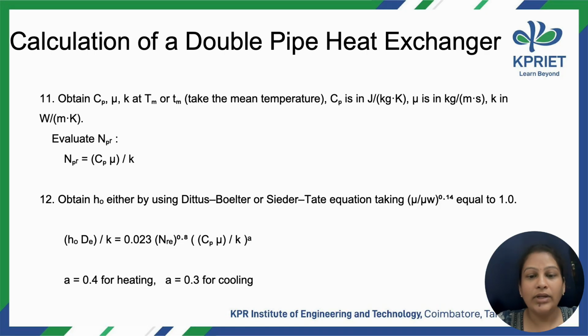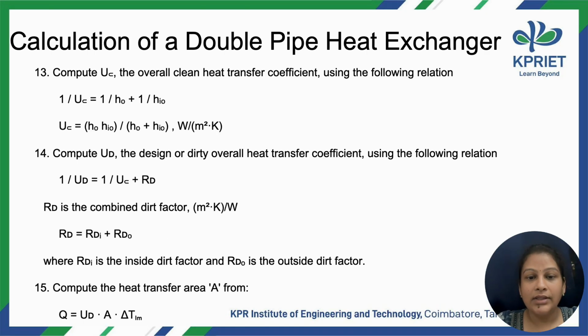So the next important step is to find out the overall heat transfer coefficient U. It is given by 1 by hi plus 1 by hio. So basically we are going for the heat transfer coefficient of the fluid flowing in the inner tube and the heat transfer coefficient of the fluid flowing in the annulus between the inner tube and the outer tube. When we add both of these, we'll be getting an overall heat transfer coefficient in terms of clean factor.